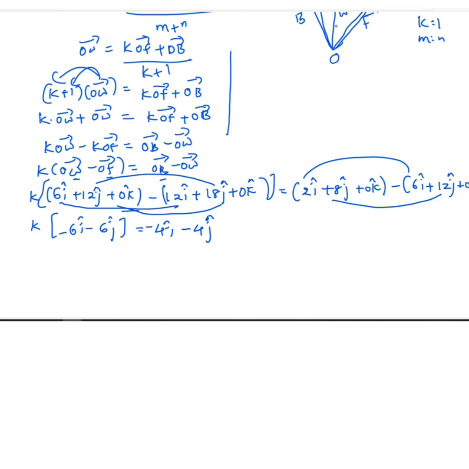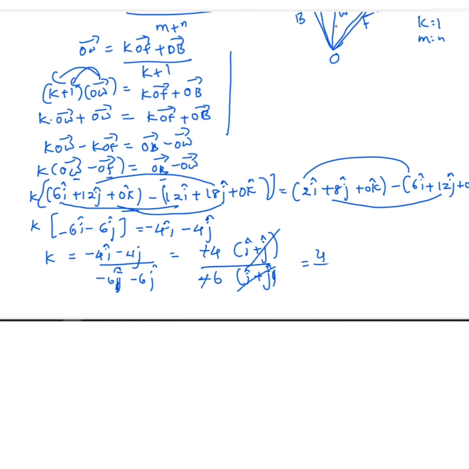So now we have K equals minus 4i cap minus 4j cap divided by minus 6i cap minus 6j cap. Taking minus 4 common, it will be i cap plus j cap, and taking minus 6 common, it will be i cap plus j cap. So these cancel, and minus and minus cancel. Certainly 4 by 6, 2 twos are 4, 2 threes are 6, so 2 by 3. This is the answer for K. Therefore, K equals 2 by 3 is the answer.